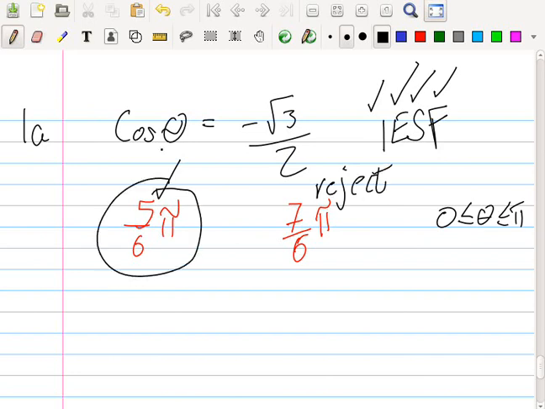This is rather unusual for us. We've never done a problem yet where we had to reject an answer. And the reason it happened here is because their range is so small. Because normally what's our range here? 0 to 2 pi.